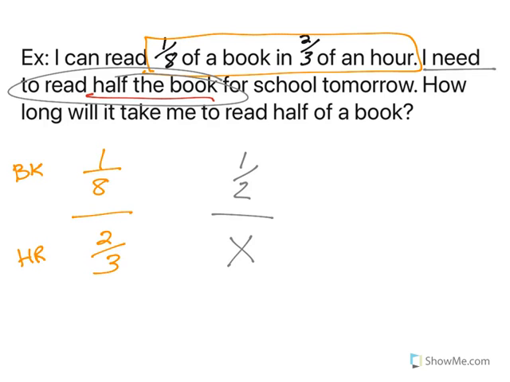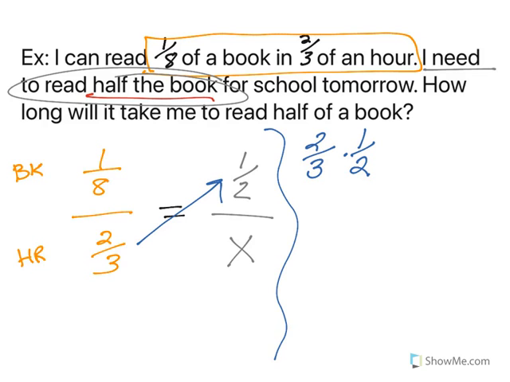Now I need to find the time. So slightly different than the last one. And again, I have a proportion. It kind of sets it up for us. That's also why I like to do this. All right, so let's do our cross multiplying. So I take 2/3 times 1/2 equals x times 1/8. I always write my x after the number, so that's why I did that.